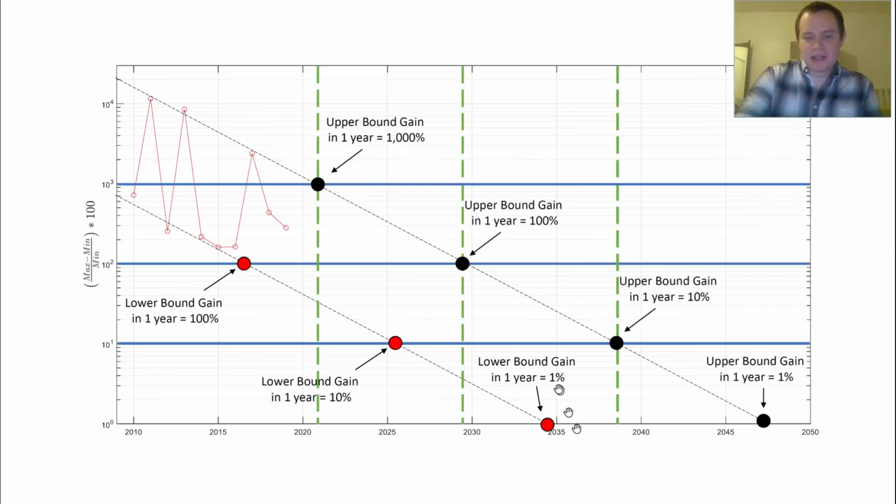And you can see again, this is a lower bound gain over here in 1 year of 1%, around getting close to 2034. So this kind of puts a pretty large window on when this might occur. You can see the lower bound occurs in around 2035. The upper bound on 1% might be in, say, 2047 or 2048.